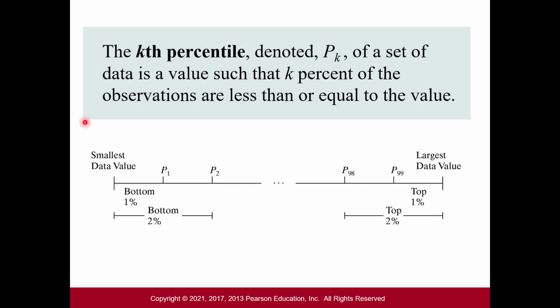If we look at this visual, P sub 99 would mean the 99th percentile, P sub 1 would mean the 1st percentile. And so let's focus on P sub 2. The 2nd percentile means that 2% of the values in our data set are less than or equal to that number. The 98th percentile means that 98% of the values in our set are less than or equal to this value, or that only 2% of the values are above that.